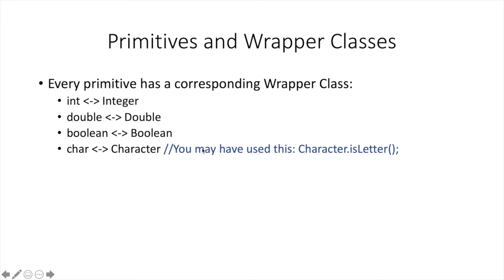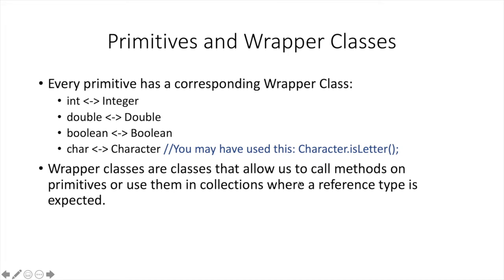You may have used some of these classes before without knowing what they were. So for example, back when learning about strings, perhaps you had to use some character methods like Character.isLetter or Character.isLowerCase. What you were doing was using methods that belonged in that Character class. So here I've only listed 4 of the possible wrapper classes, but note that all 8 primitive types do have their own wrapper class. So these wrapper classes exist for many purposes. They allow us to call methods on primitives like we've seen with Character, or use them in collections where a reference type is expected, which is what's useful to us with ArrayList.